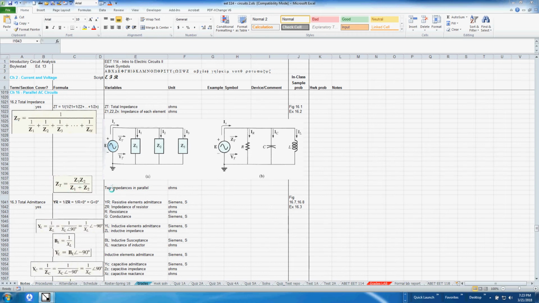If you just do two impedances in parallel at a time, it's the same thing as resistors, Z1 times Z2 over Z1 plus Z2. This is exactly the same as resistors, both formulas.